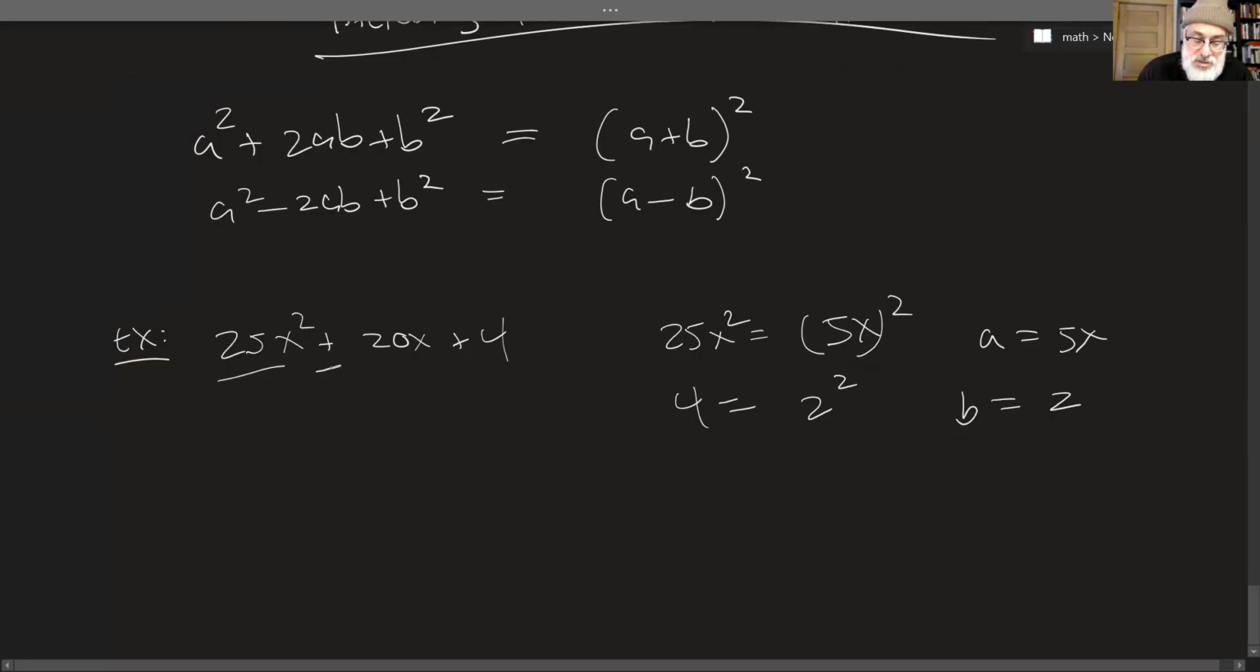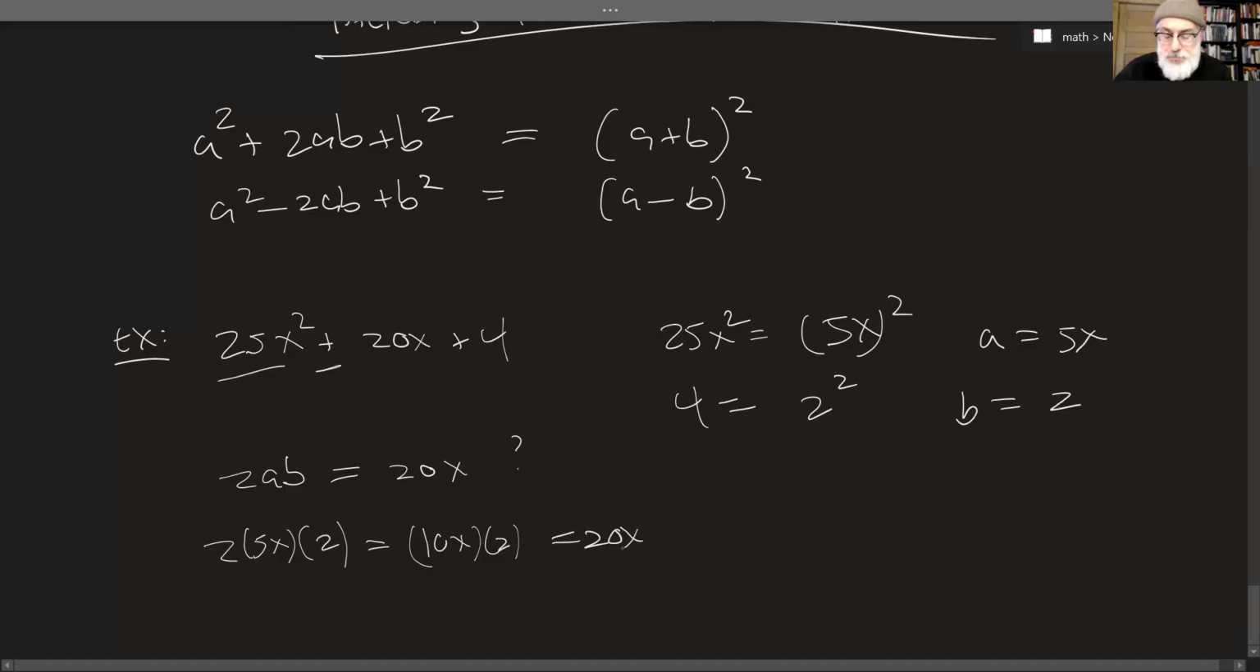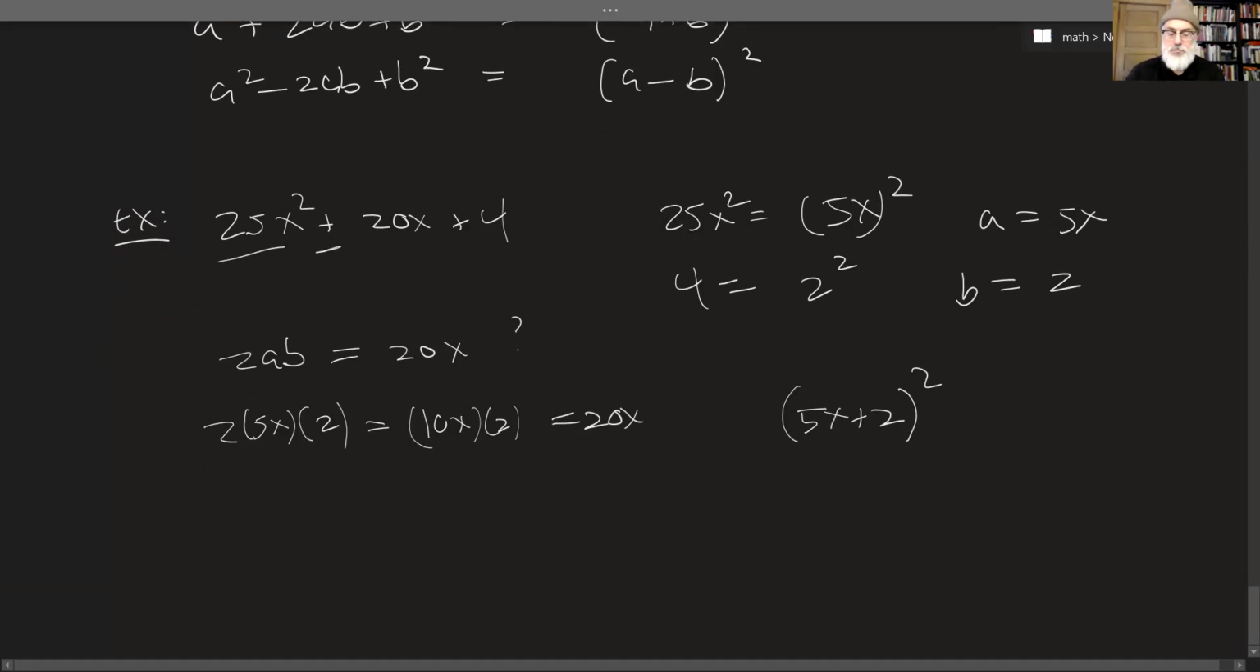So we have to see: does 2ab equal 20x? If it does, then we have this form. We can use (a plus b) squared. So 2 times 5x, that's what a is, and b is 2, equals 10x times 2 equals 20x. So that means that this factorization is just (5x plus 2) squared, meaning it's a perfect square. (5x plus 2) squared is our factorization.